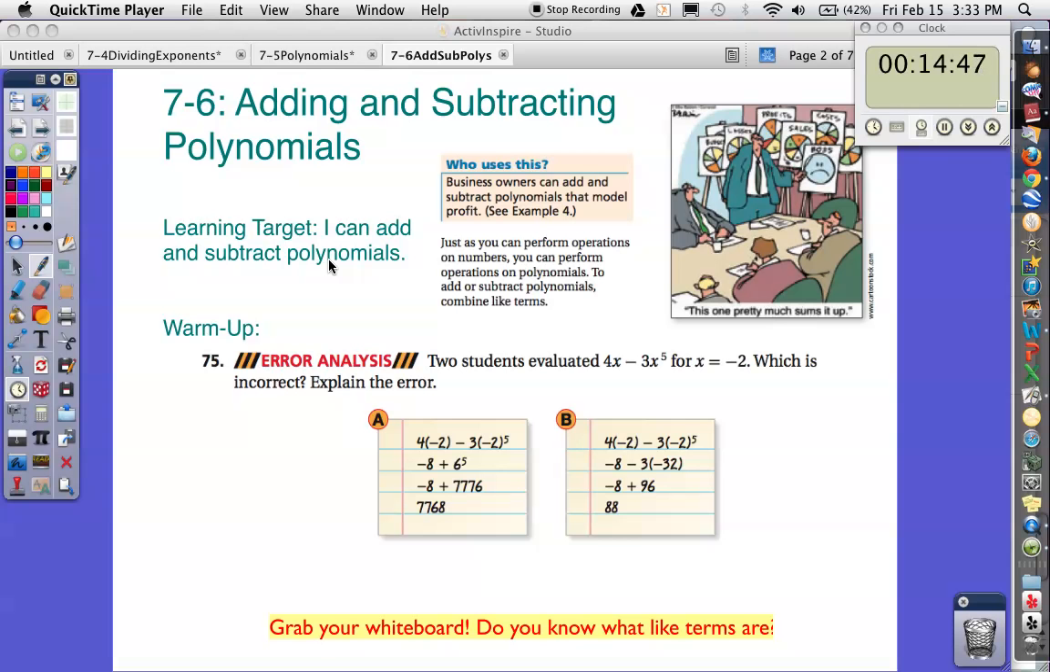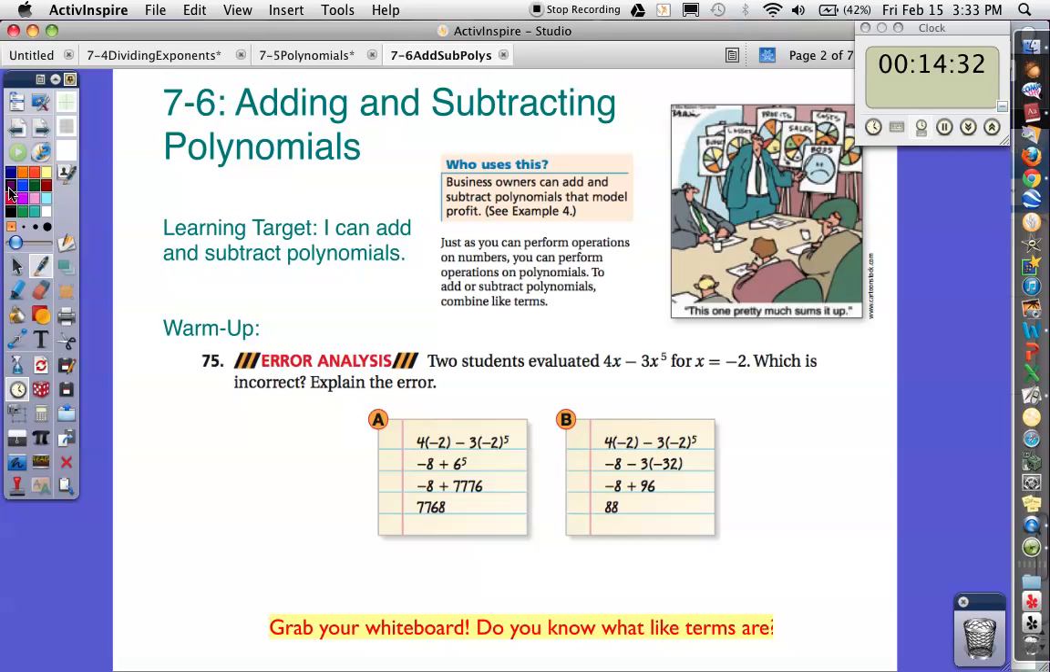And take a look at your warm-up. It's an error analysis problem. So where is their error? Where did they go wrong? Two students evaluated the following polynomial for x equals -2, which is incorrect, and explain. That means you have to write, guys, explain the error.